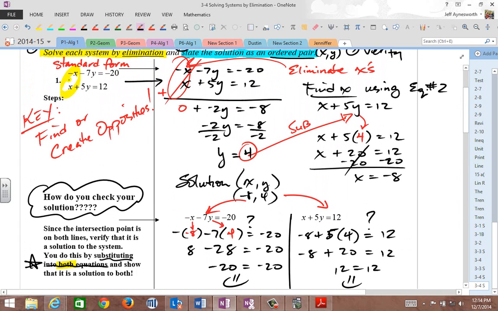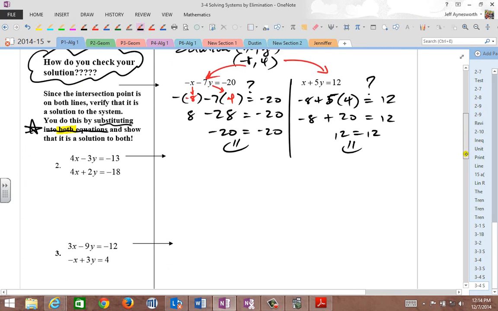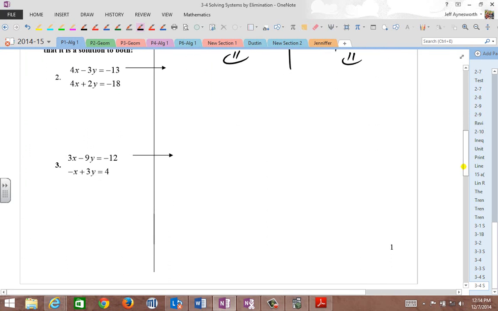I call this first one a simple one because the opposites were given to us. The x's were already opposites. But sometimes, and most of the time, that's not the case. Like in system number 2 here, 4x is not the opposite of 4x, and negative 3y is not the opposite of 2y. So we don't have any opposites. So once again, I'm going to say create opposites.